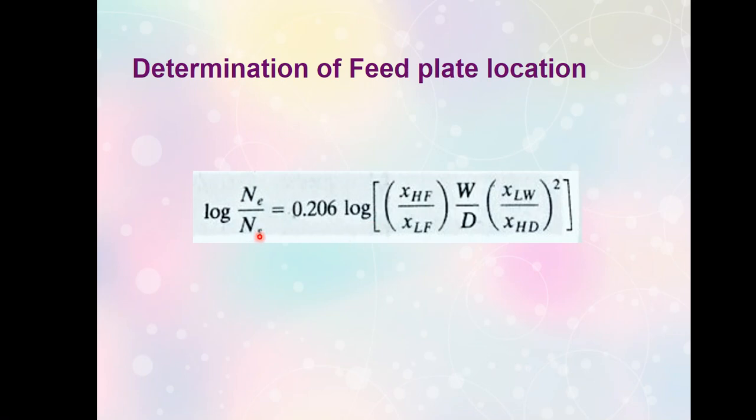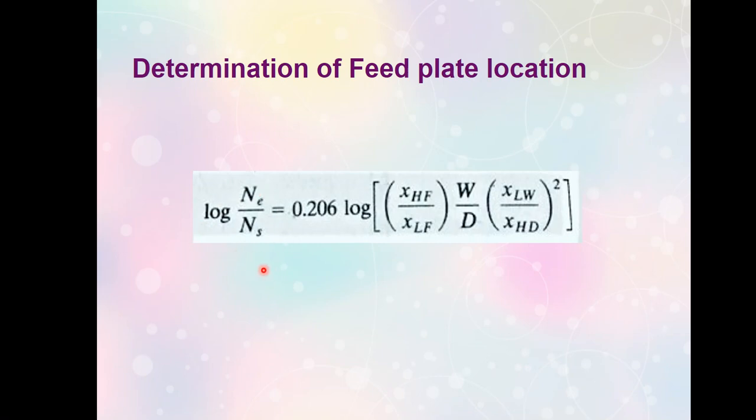If you already got the value of this, which is 10, that gives you a relationship that Ne is equal to 10 Ns. And if your total number of stages is 50, then it should be Ne plus Ns equal to 50. But Ne is 10 Ns, so it should be 10 Ns plus Ns is equal to 50. So 11 Ns is equal to 50. So Ns is equal to 50 over 11. That should give you the number of stages for the stripping section.